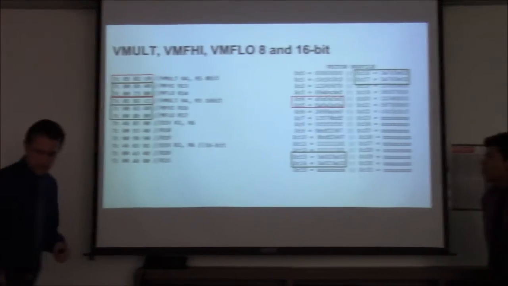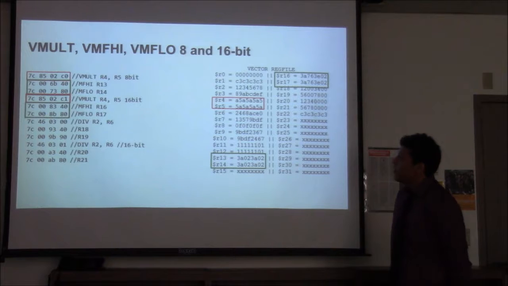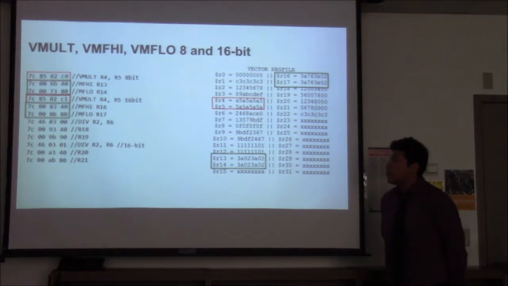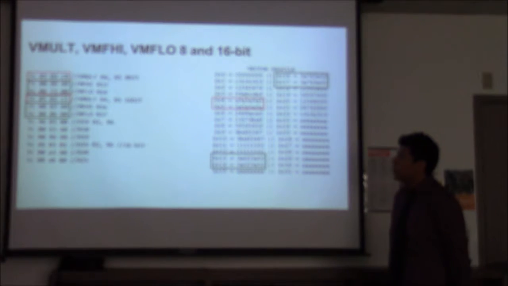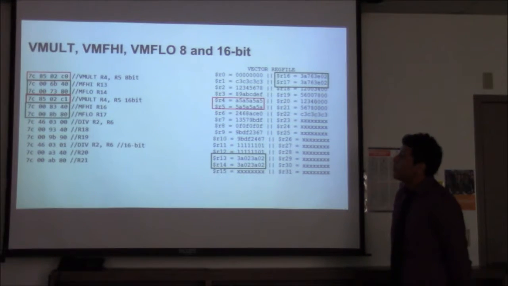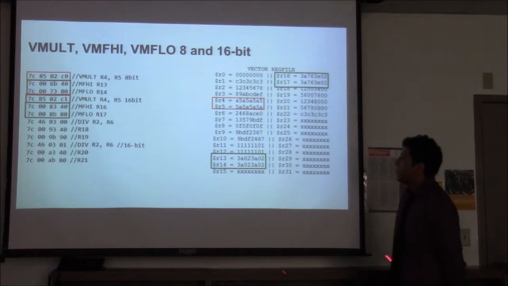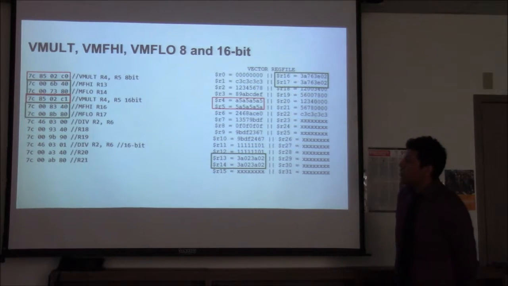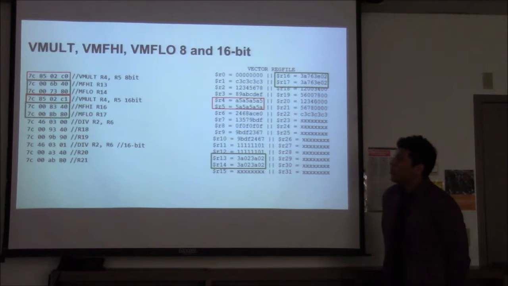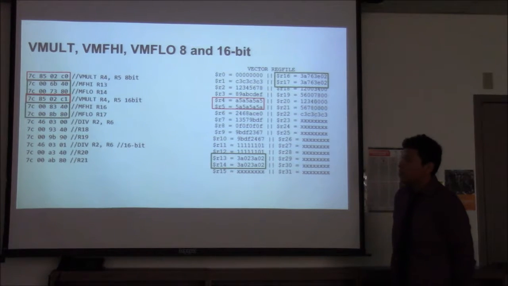And here we're multiplying registers 4 and 5 together, and like Joe said, they go into the high and low register. So we have to also make the vector move from high and vector move from low instructions to move them from the high and low registers into the register file, the vector file. So we use those instructions to move them into registers 13 and 14 respectively. And we also do a 16-bit multiply, multiplying registers 4 and 5 and storing them into registers 16 and 17.